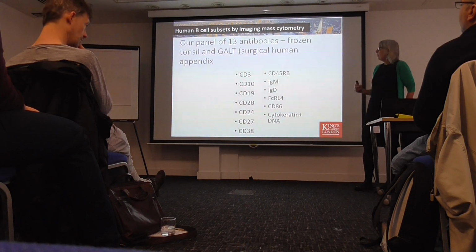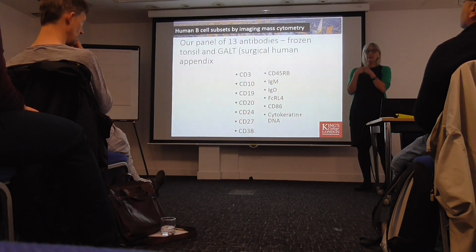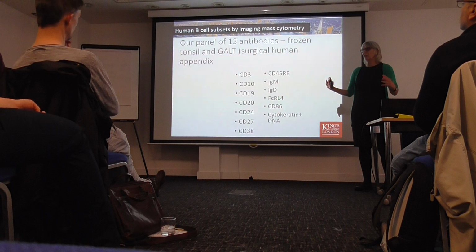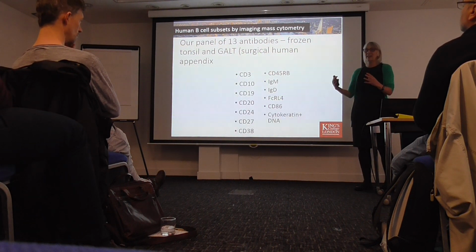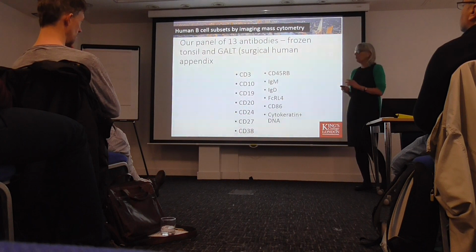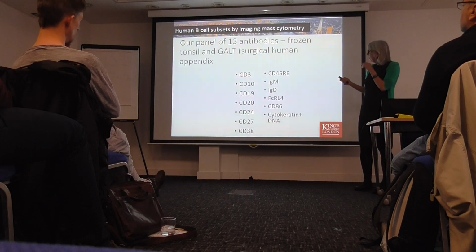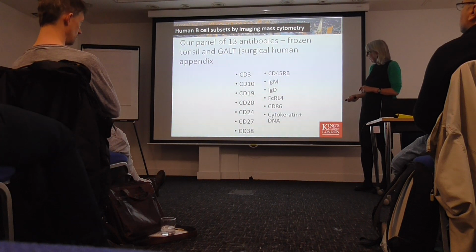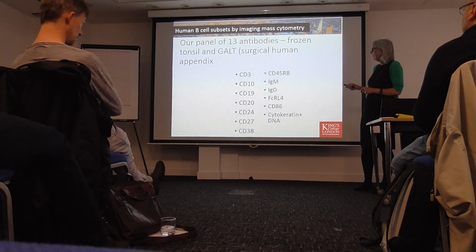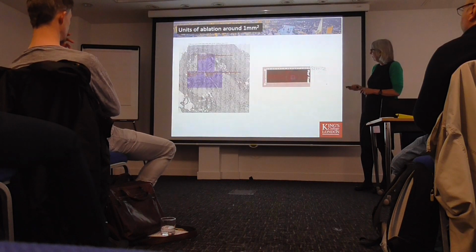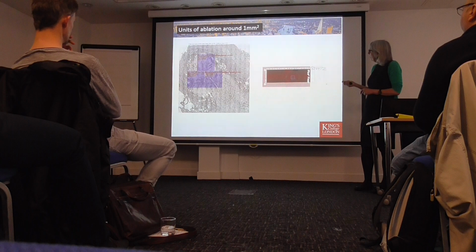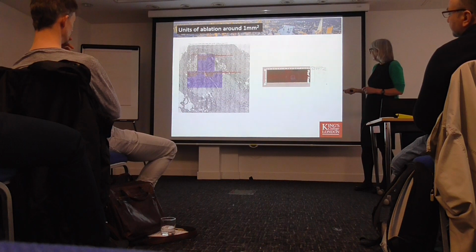So we've proposed that marginal zone B cells come from gut germinal centres. We wanted to see where they are. Can we actually see them? If what we've said is true, we should be able to see them. So we used that method with this panel of antibodies that can identify all our B cell subsets using the Hyperion mass cytometry system.